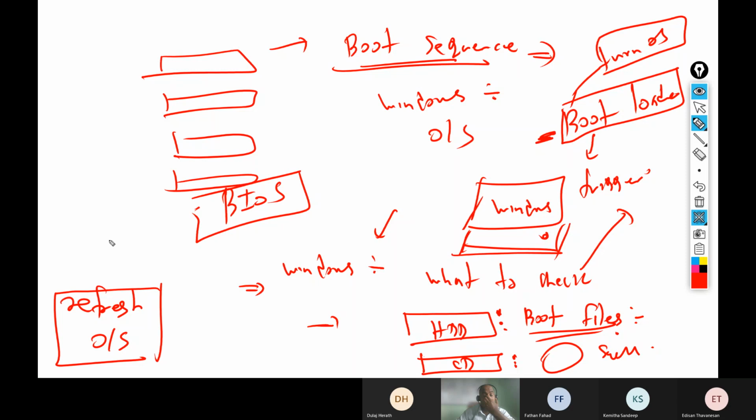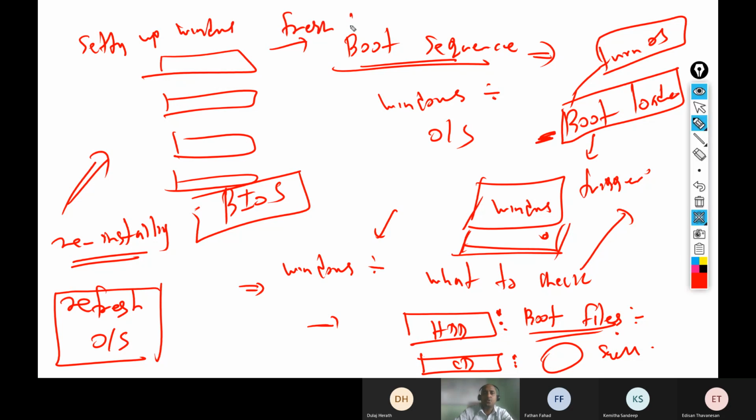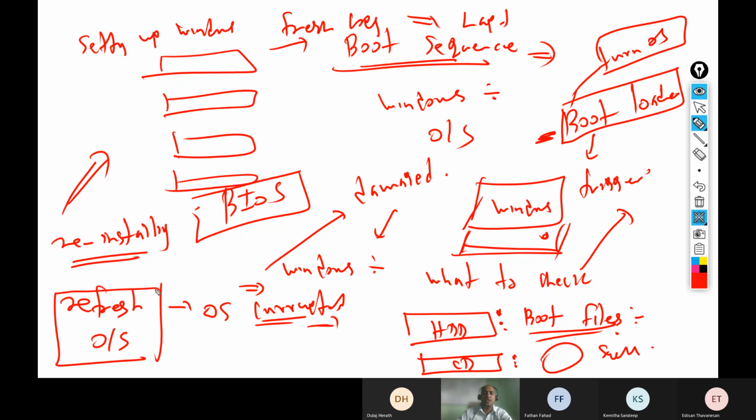Refresh the operating system is reinstalling the operating system. What do you mean by reinstalling? Not downloading again. We are setting up a fresh copy of Windows on your laptop or desktop, whatever the device. We have to do this once the OS is corrupted. Sometimes the OS will be corrupted, which means the system files have been damaged, and in that case we have to refresh. Sometimes, due to malware, spyware or malicious activity, the operating system has been cracked, so we can't use it. At that time only we go for a refresh.